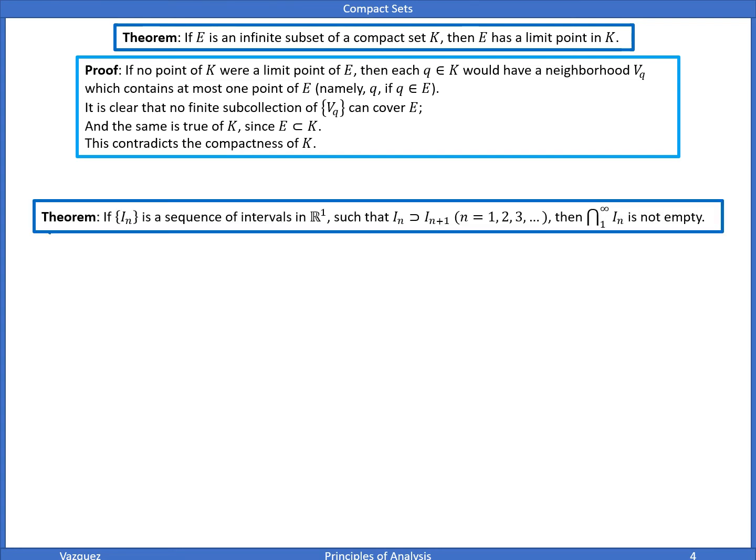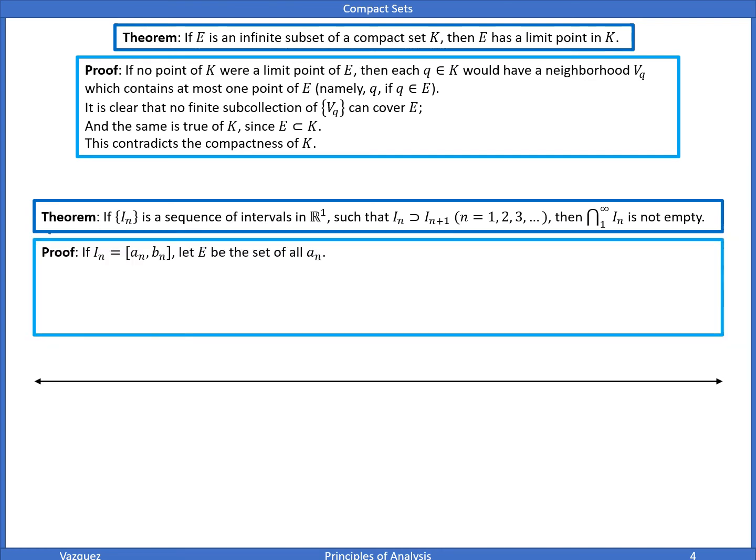Next, we have that if I sub n is a sequence of intervals in R1 such that I sub n is contained in I sub n plus 1 for all n, then the intersection of all of them is not empty. So I'm going to draw a real line because we are dealing with a real line here to illustrate how we're doing this proof. So if I sub n is [A sub n, B sub n].